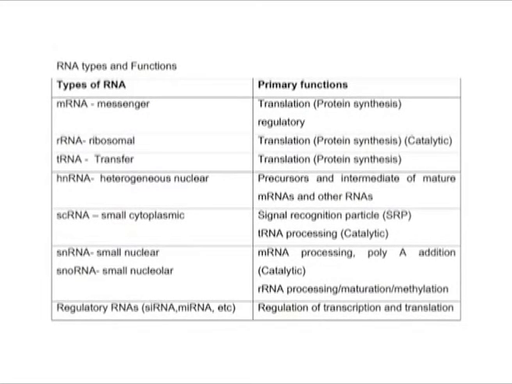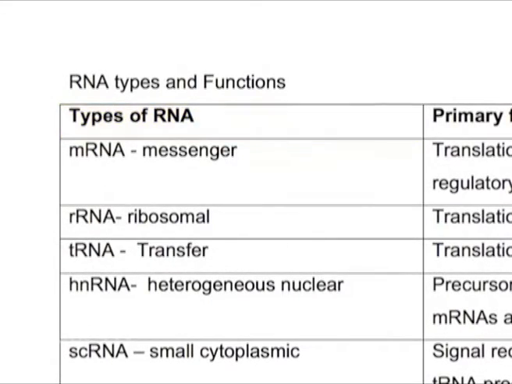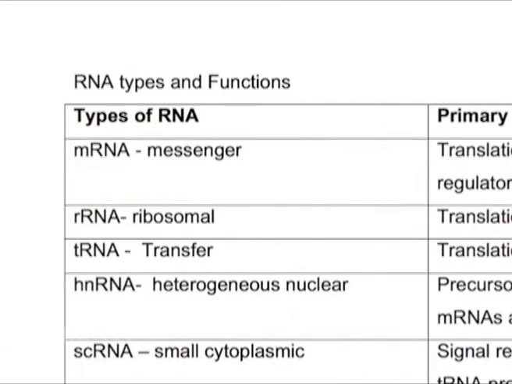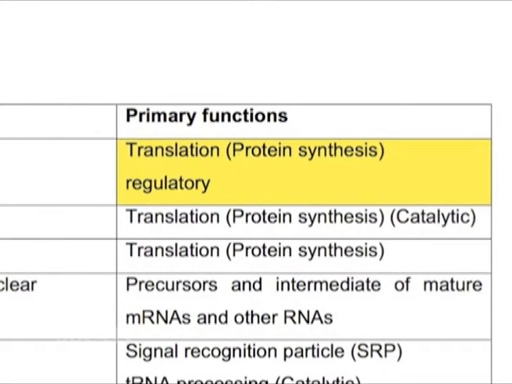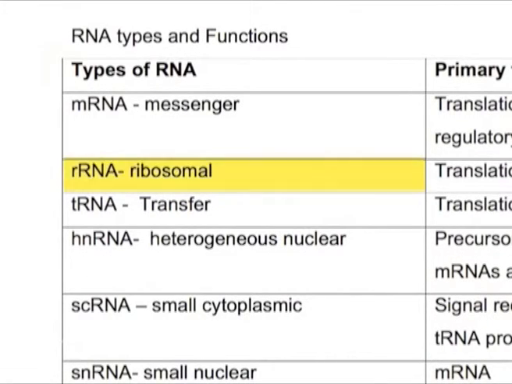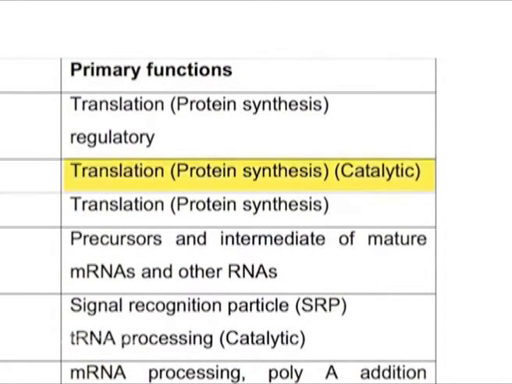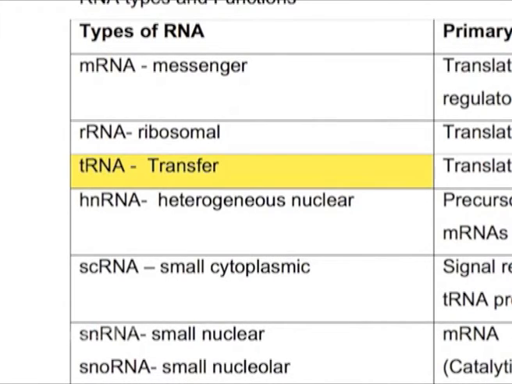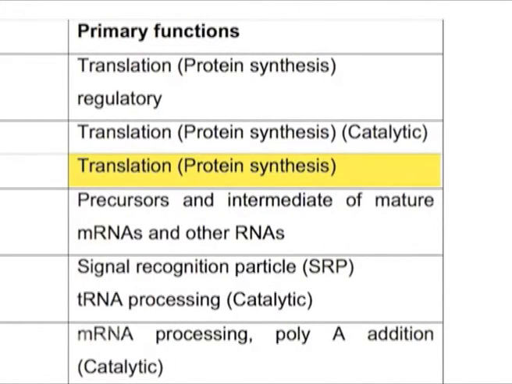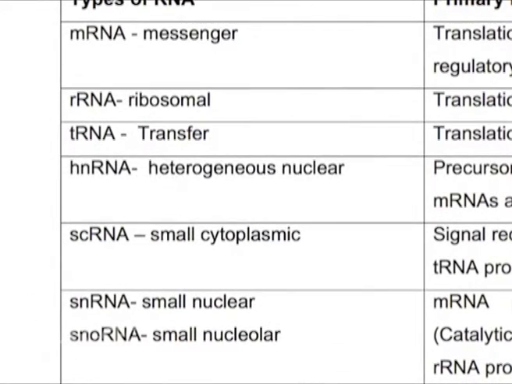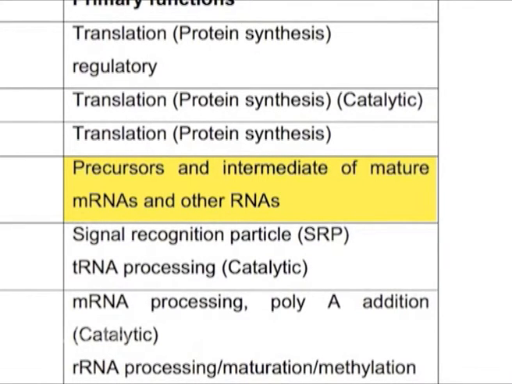Now, this is the table showing different RNA types and their functions. Types of RNA and primary functions. First one is mRNA or messenger RNA. It helps in translation, that is protein synthesis, and is regulatory in nature. Second is rRNA or ribosomal RNA, and its function is to help translation, that is catalytic in nature. tRNA, transfer RNA, also helps in translation or protein synthesis. Now, hnRNA or heterogeneous nuclear RNA, and its function is to act as precursors and intermediates of mature mRNAs and other RNAs.